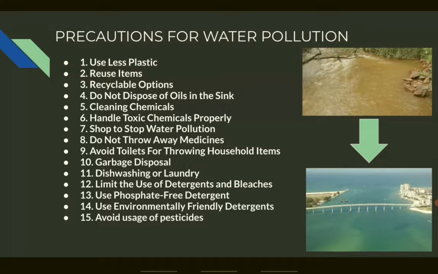And then avoid using toilets for throwing household items, garbage disposal, dishwashing or laundry. Limit the use of detergents and bleaches. Use phosphate free detergent. Use environmentally friendly detergents. Avoid usage of pesticides.